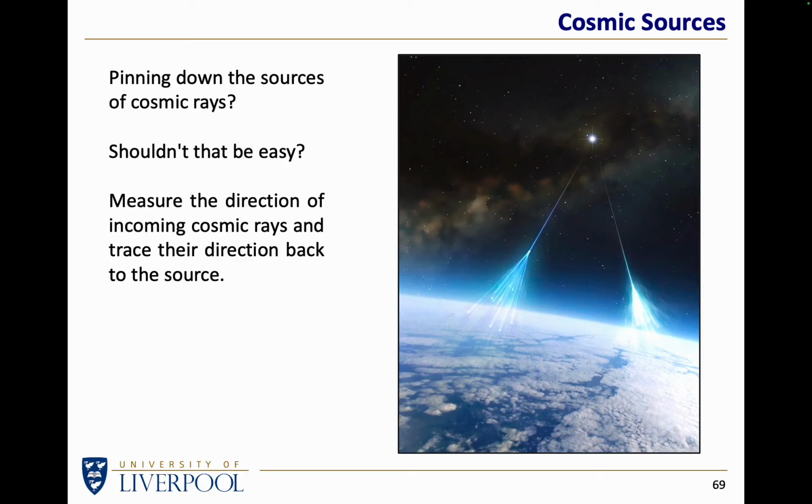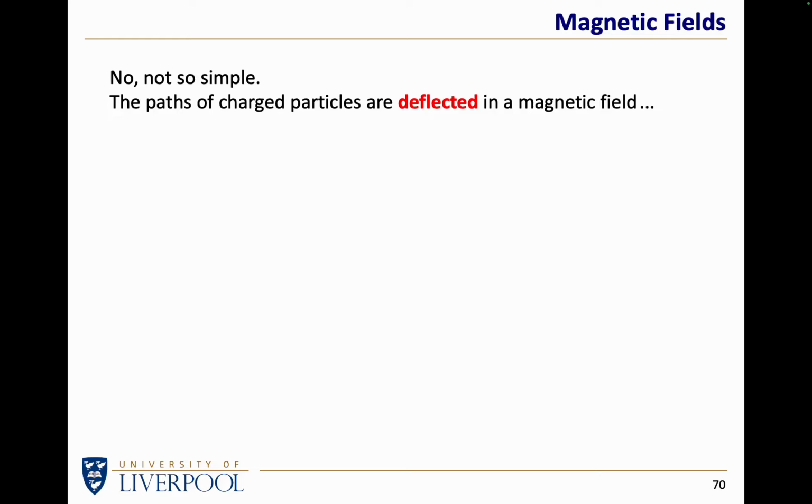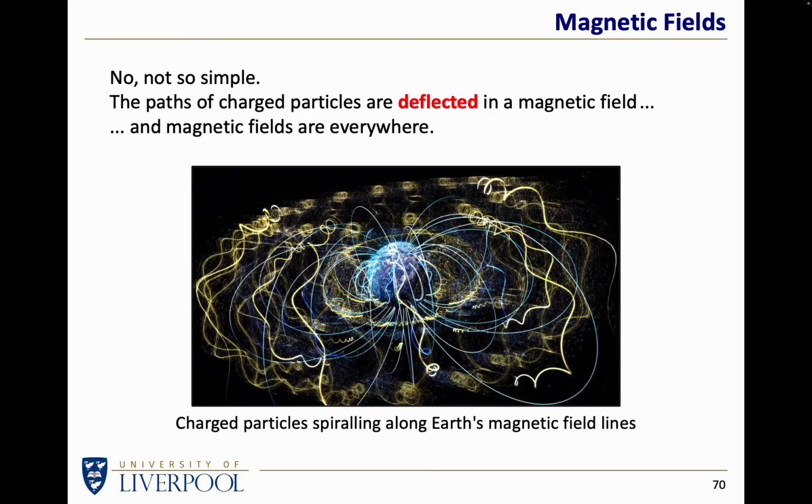So surely working out where they're coming from should be easy, yeah? All we have to do is measure a few cosmic ray showers, work out where they're coming from, and extrapolate back, and that's the source we should be looking at. So simple. Well, unfortunately not, because the universe is full of magnetic fields, and magnetic fields deflect charged particles. The magnetic fields are pretty much everywhere. We know there's a magnetic field around the Earth, and we know that tends to deflect some particles. That's why we get aurora, because charged particles are guided by the Earth's magnetic field.